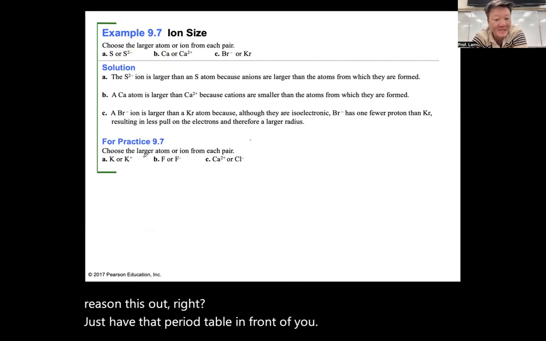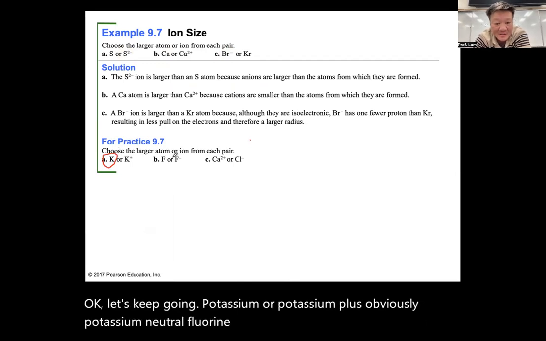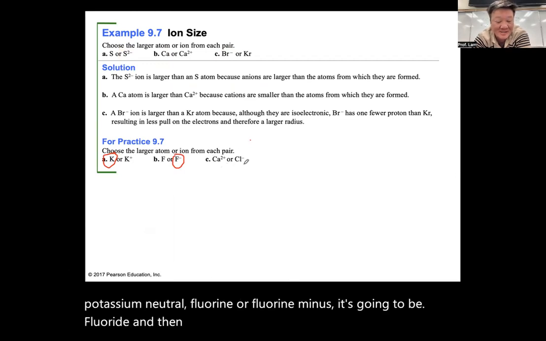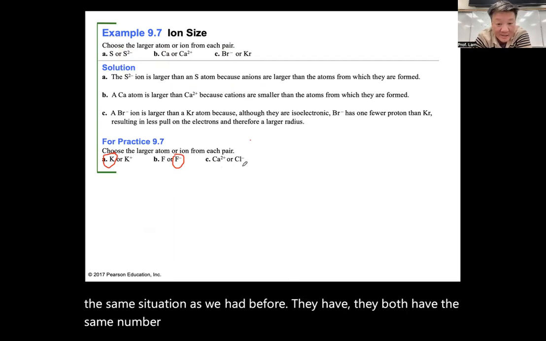Okay, let's keep going. Potassium or potassium plus, obviously potassium neutral. Fluorine or fluorine minus. It's going to be fluoride. And then we got calcium 2 plus and Cl minus. So kind of the same situation as we had before. They both have the same number of electrons, right? So for calcium, it's 20 protons.